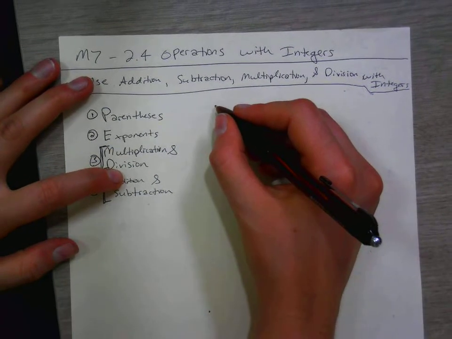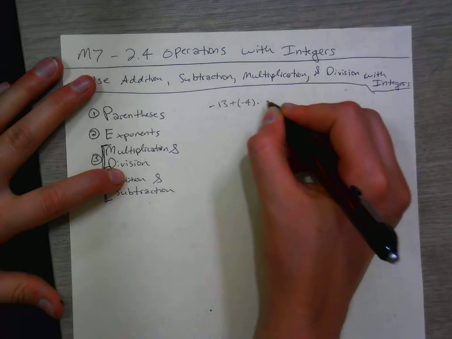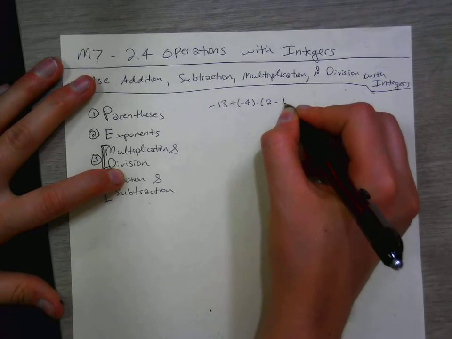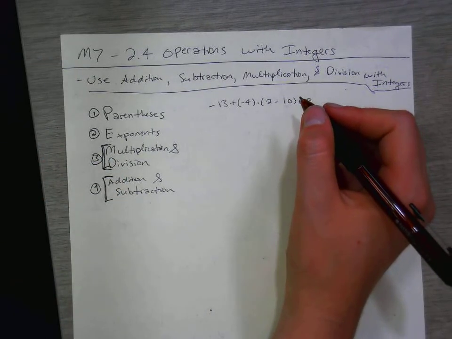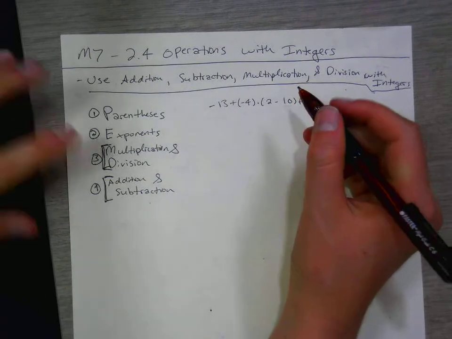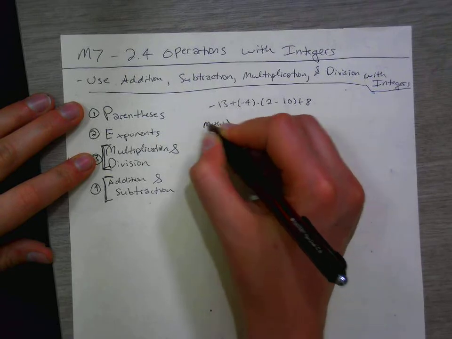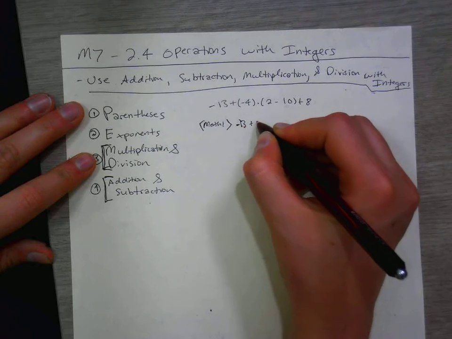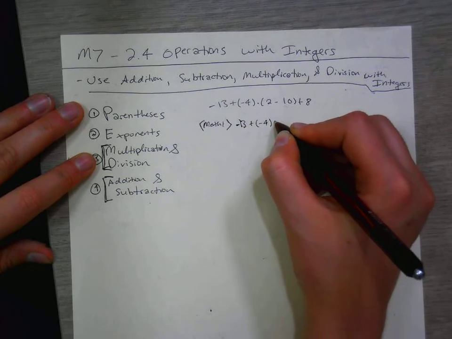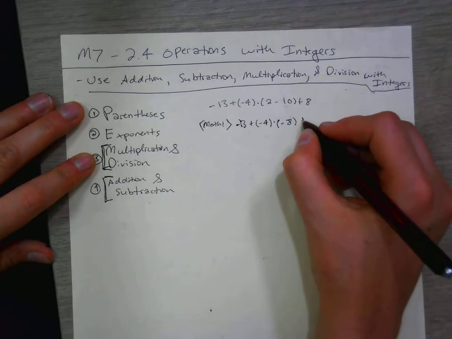So here there's a couple ways we can do this. We have our example problem, which is -13 plus -4 times 2 minus 10 plus 8. So method 1, we are just going to follow the order of operations. So let's start with parentheses. In the parentheses, -13 stays the same, plus -4 times, in the parentheses here, 2 minus 10. We just did that last time, so we know that that is -8 plus 8.